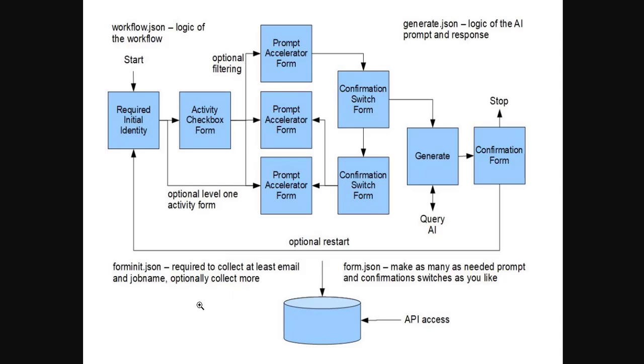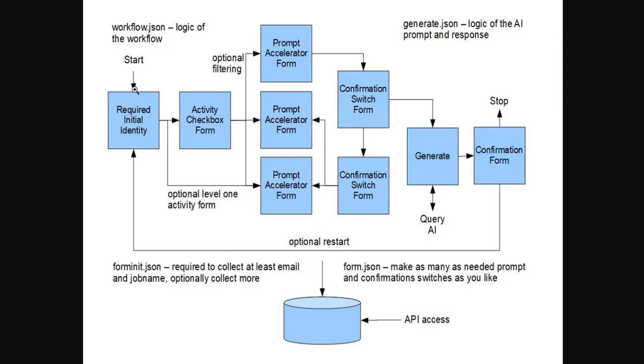A couple things to understand with the prompt accelerators. It's all generated out of what we call this workflow.json file. It's the logic flow, which is what this blue is trying to show you. It must start with a form init. Workflow.json and form.json are reserved words, which we'll see in a minute. And the generate is being able to talk to the LLM on a secondary AI query. And the form.json can be as many as you want.